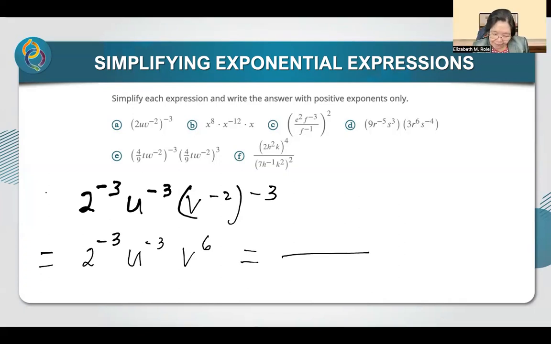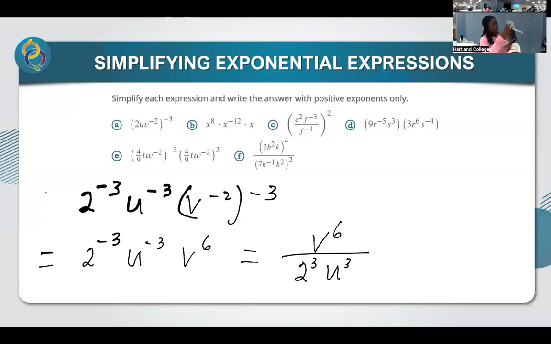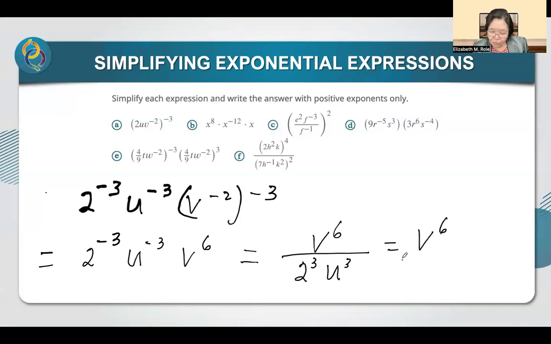So the 2 to the negative 3, to make it positive, becomes 2 cubed. Put it down. U to the negative 3, to be positive, put that down. What remains will be your v to the 6 over 2. Are we okay? So the v to the 6 is there. What is 2 cubed? 2 times 2 times 2 is 8, right? U cubed. That will be your final answer.